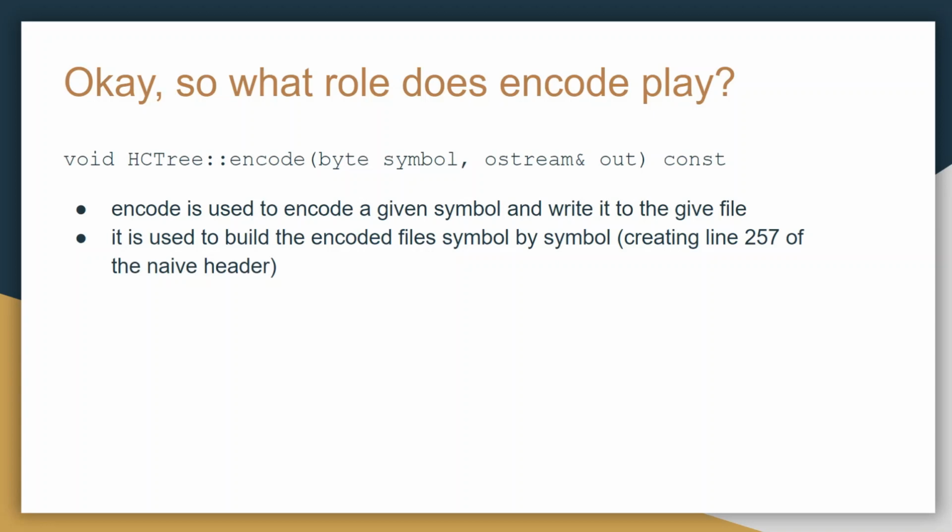Okay, so what role does encode play? Encode is used to encode a given symbol and write it to the file that was provided to have our compression written into, where the header should go. It's used to build it symbol by symbol. So you should be calling encode for each of the symbols, and this is building line 257, right? Not the frequencies, but the final line that represents the encoding of the original file.